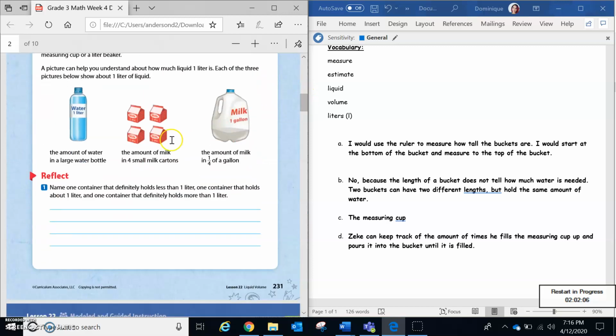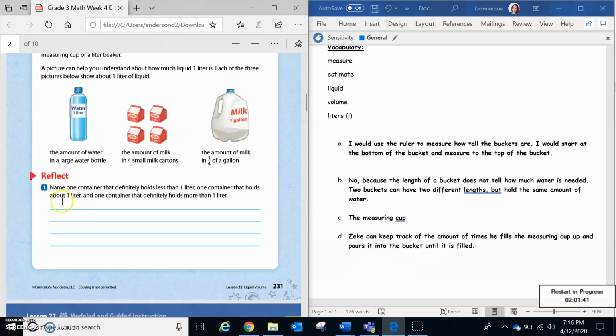So if we look here, you've got this bottle of water, that's 1 liter. 4 cartons of milk, if we were to pour them all into one container, it would be a liter of milk. And we have a gallon of milk, but this little bit that's down here, if you look closely, this 1/4 of the gallon, or 1/4 of the milk carton, is 1 liter.